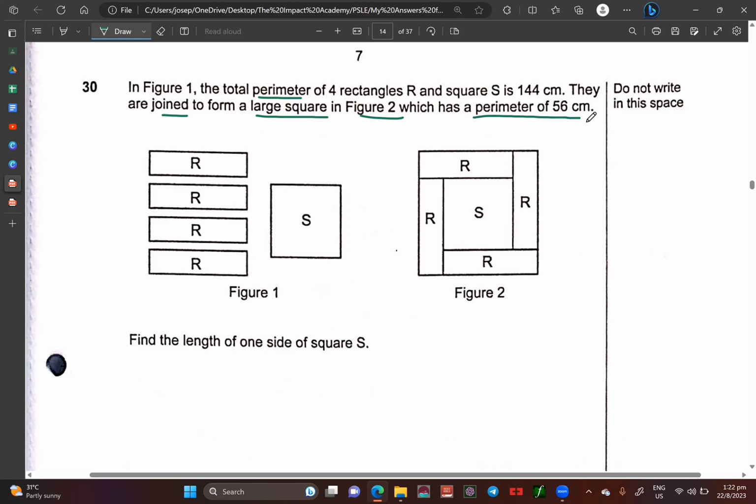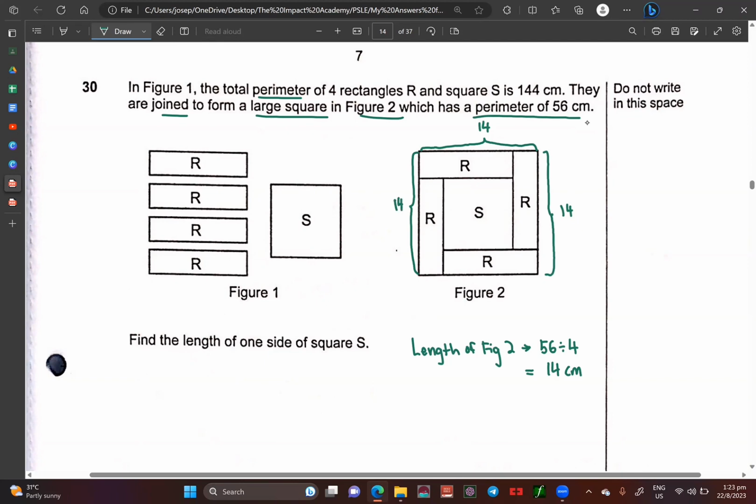Because I know that this is a square and it has a perimeter of 56, what I can do is simply find the length of figure 2. All right, I simply have to do 56 divided by 4, and I get an answer of 14 cm. So what is 14 cm? 14 cm is anywhere from here all the way down to here. This is basically 14 cm. And this itself is also 14. And this itself is also 14, so on and so forth, right?